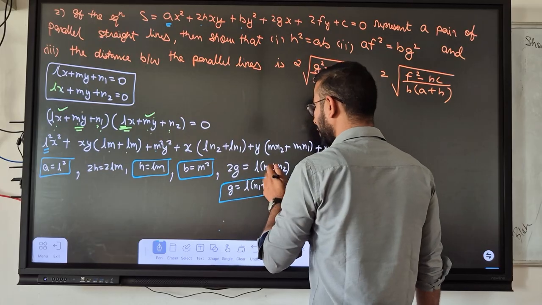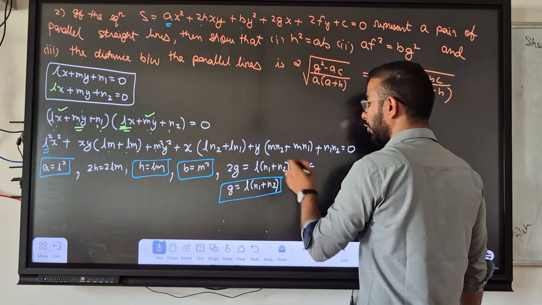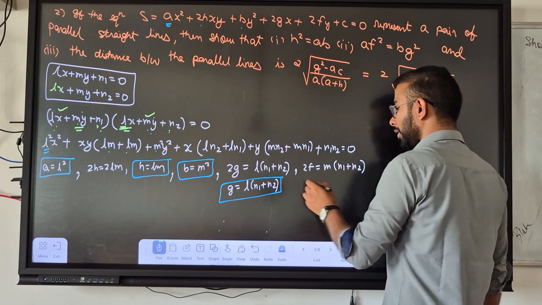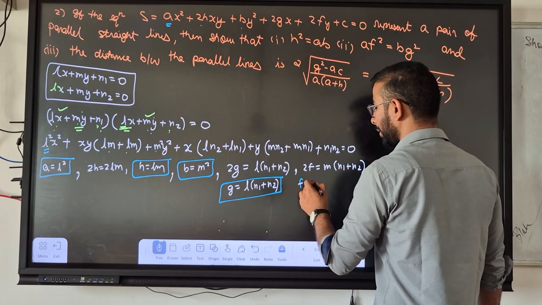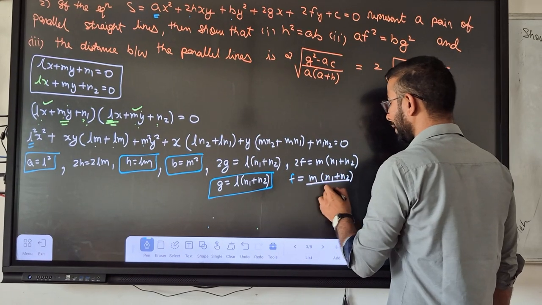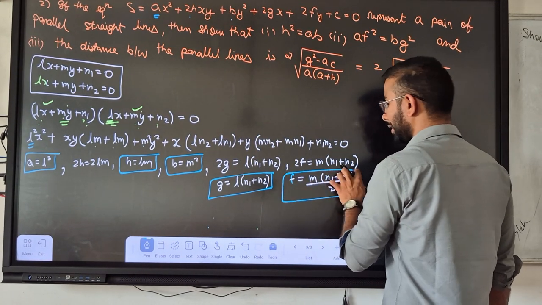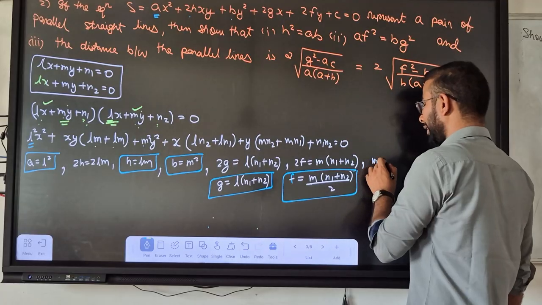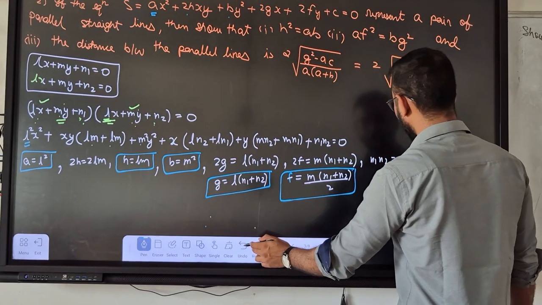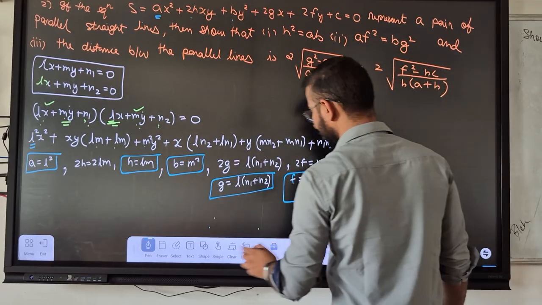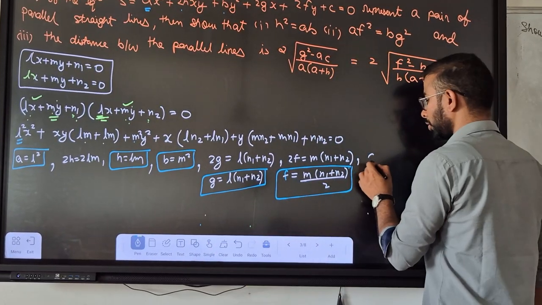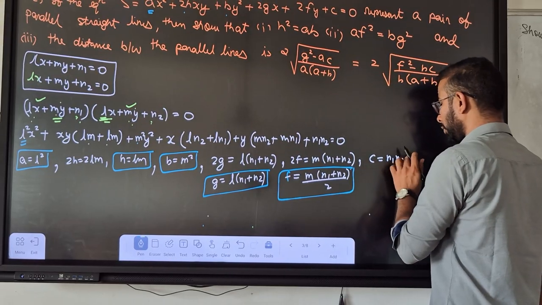This is a formula. Similarly, what is 2f? Coefficient of y, m common. Again, a pattern you can observe clearly. So from here, f is coming out to be m into n1 plus n2 divided by 2. So these are done. And the constant part we have n1 n2 is equal to c, or c is equal to n1 n2. So this part is sorted out. It's not a big deal.